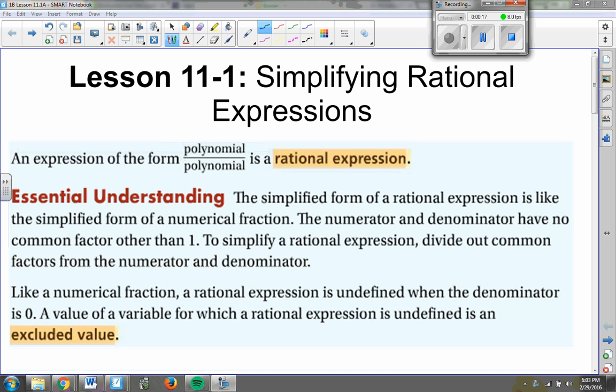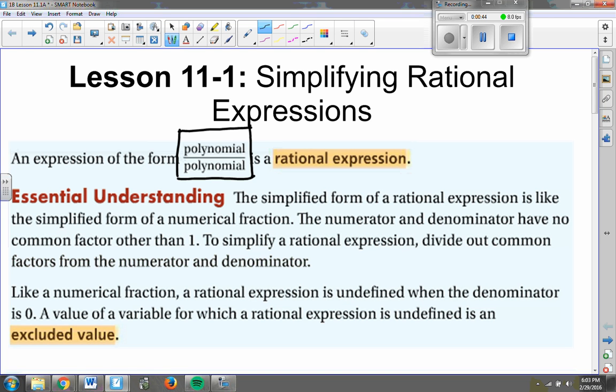Now, I hope you remember from Algebra 1A that rational numbers means fractions. Just means fractions. All numbers written as fractions. So rational expressions are just expressions that are written as fractions, that start out as fractions. So a rational expression is given right here. It's just a polynomial over a polynomial.